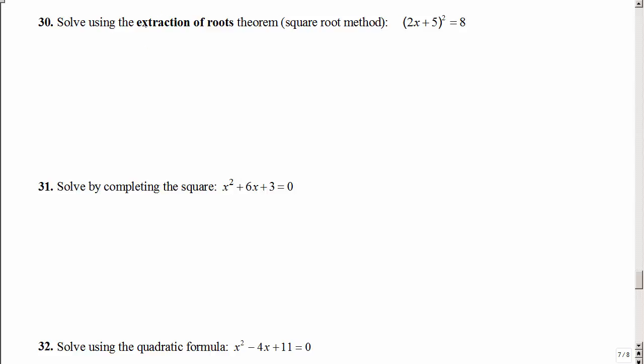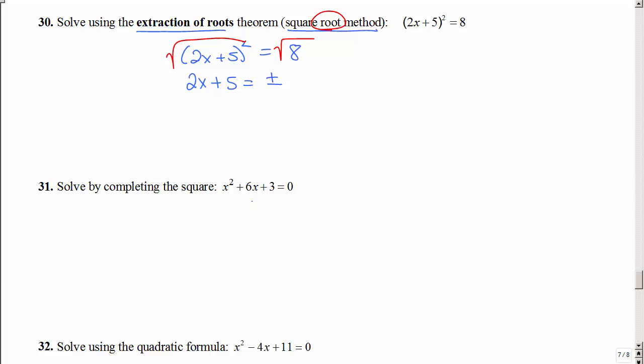So number 30 asks you to use either the extraction of roots method, that's some books, other books call it the square root method. Either way, this is how one would do that. So here's our problem. We need to get rid of the square, so I'm going to square root both sides. That's why it's called the square root method. And so a square and a square root undo one another. They're inverse operations. So we just have 2x plus 5.